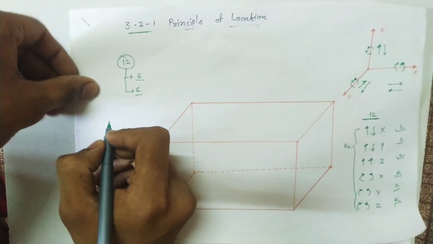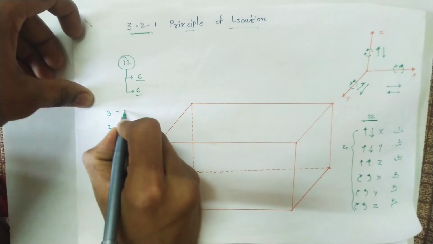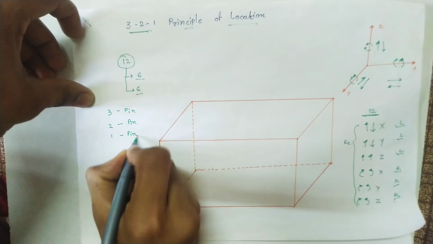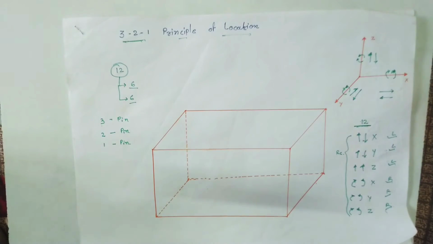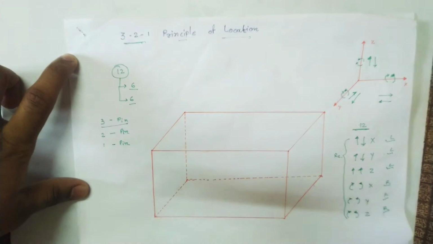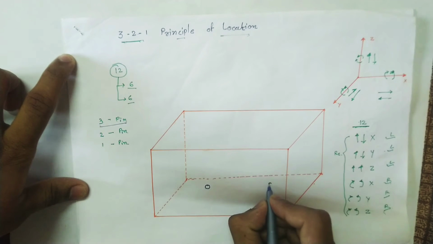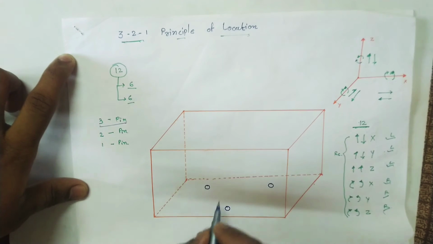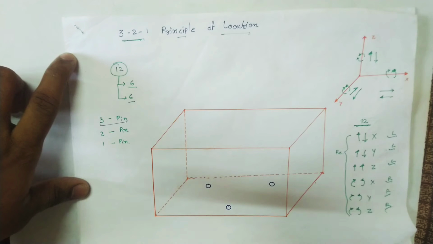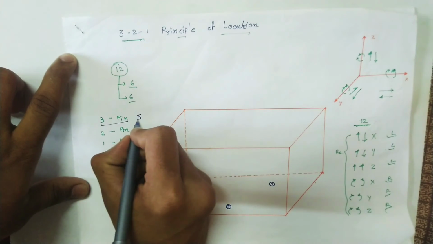In this principle, we are using 3, 2, 1 pins respectively. First of all, we are using 3 pins, then 2 pins, then 1 pin to restrict the 12 degrees of freedom. Now, first of all, we are using 3 pins, which are used on the bottom side, as shown in the figure here. Due to these 3 pins, we restrict 5 degrees of freedom.